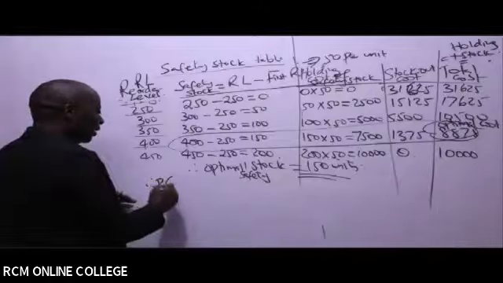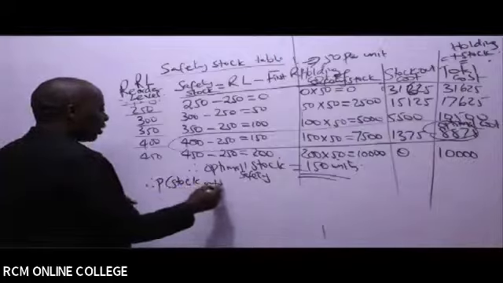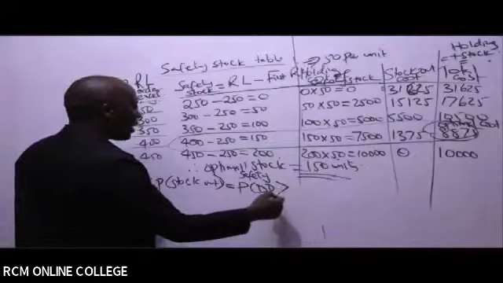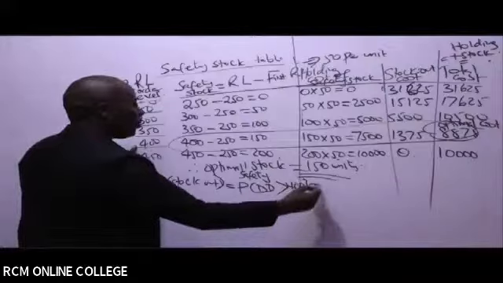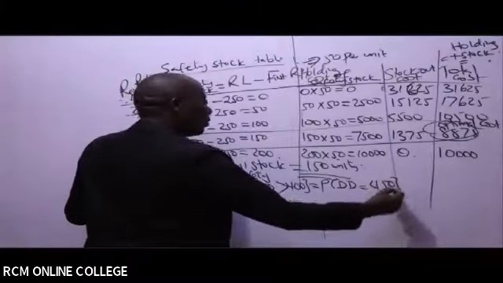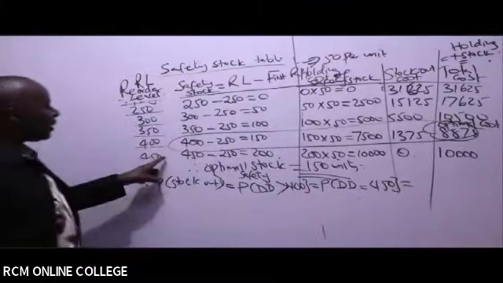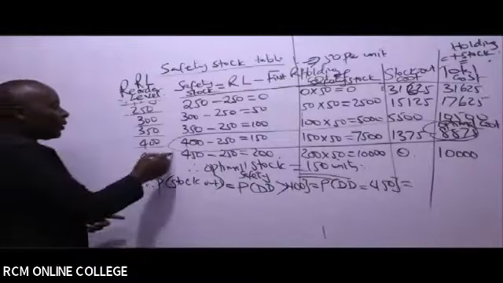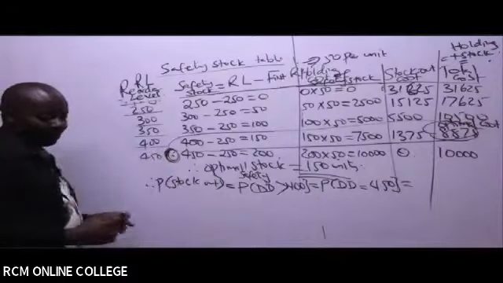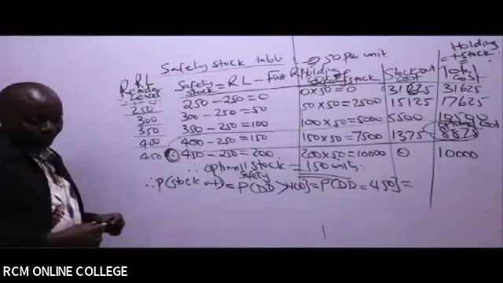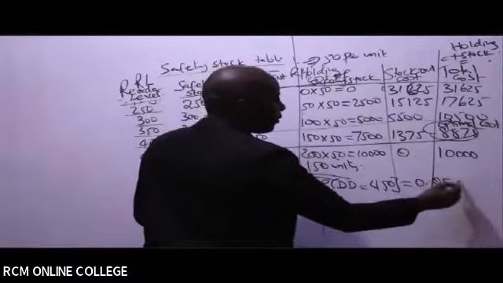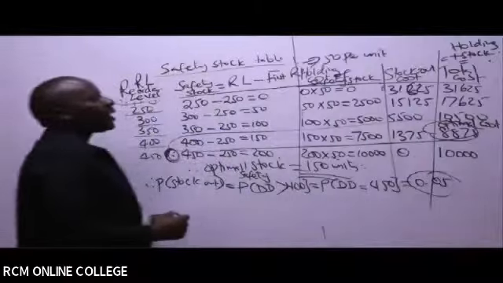Therefore, the probability of stock out is probability of demand being more than 400, which is probability of demand being equal to 450, which in this case here, you guys have those probabilities somewhere here. Is there someone who is able to give me the probability which was here? Anybody who is able to give me this probability which was here? 0.05. 0.05 like that.